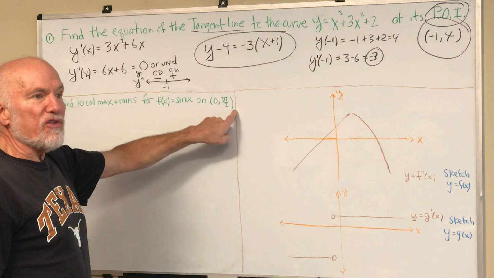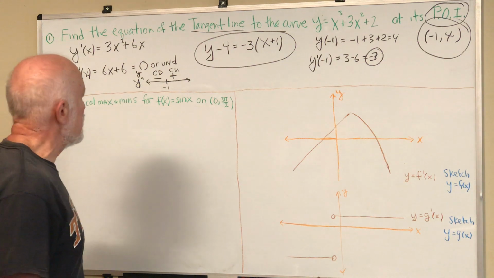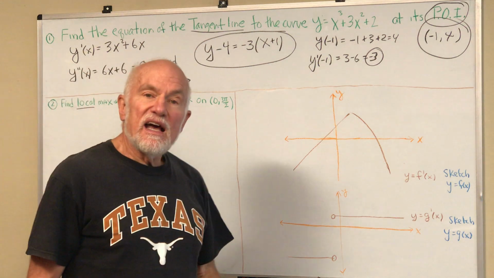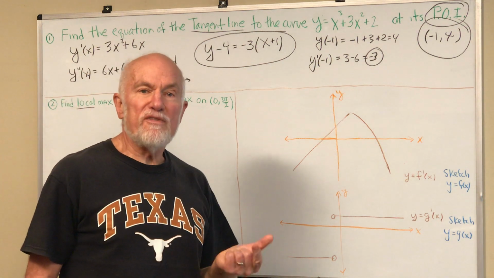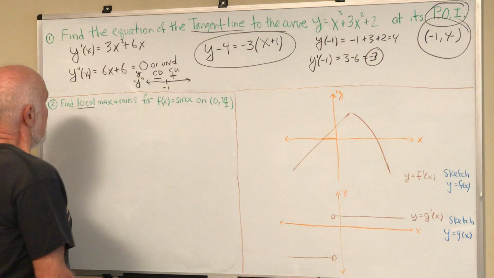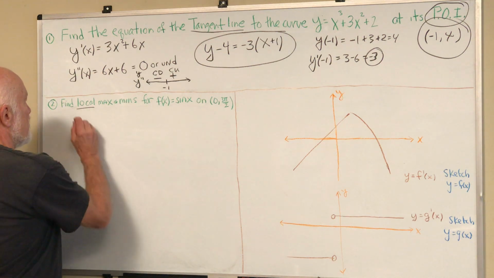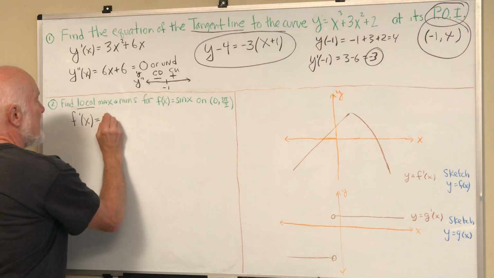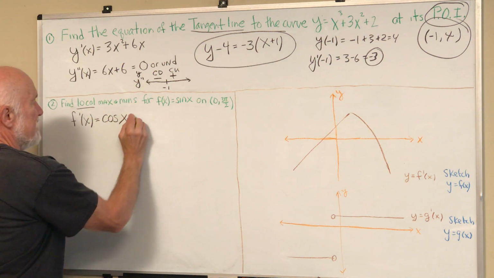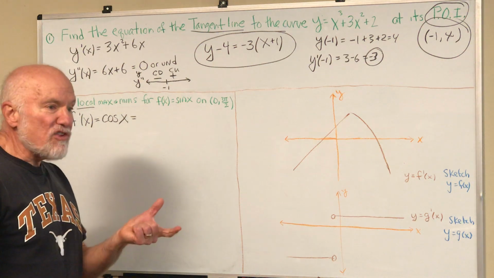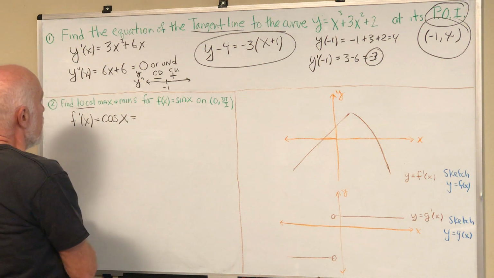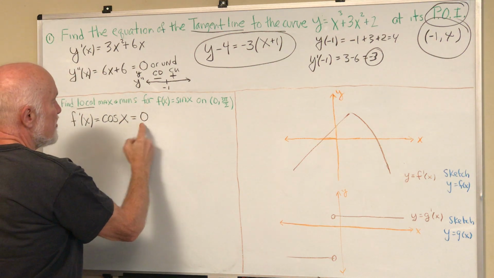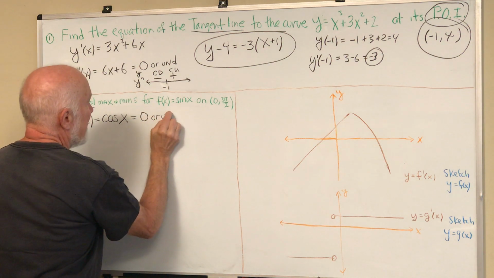I have an open interval, so it doesn't include 0 and 3 pi over 2. Well, to find local maxes or mins, I have to see where the derivative changes from positive to negative or vice versa. So I better first take the derivative. And the derivative of the sine is the cosine. And I'm looking for possible points where there are local mins or maxes, and that's going to be, we've proven, where it's 0 or undefined.